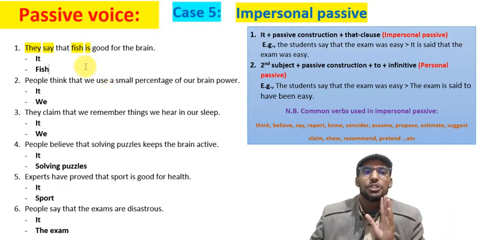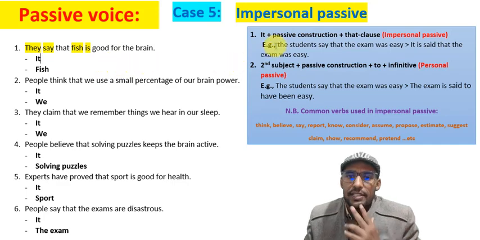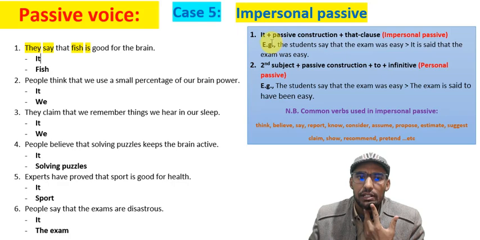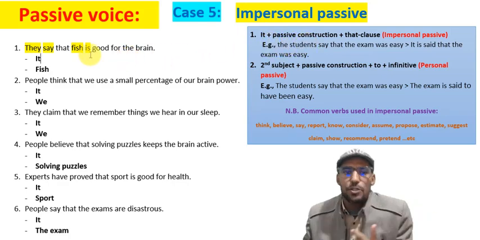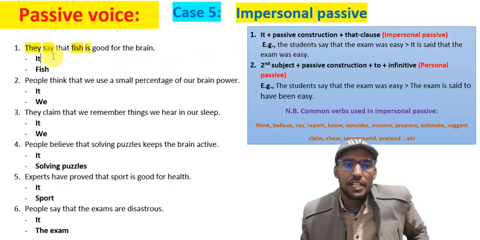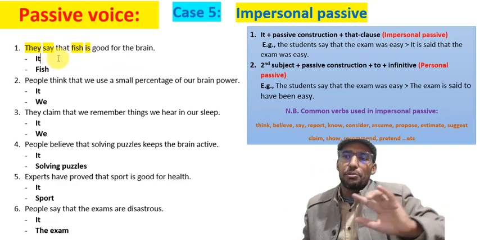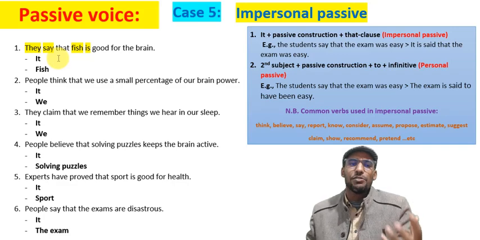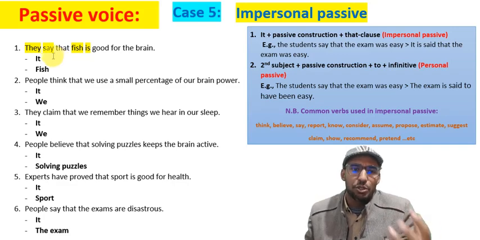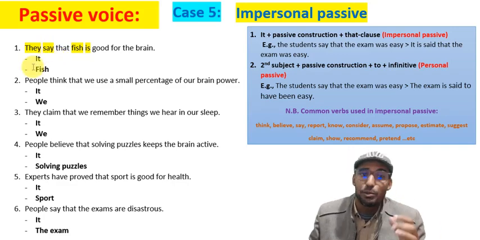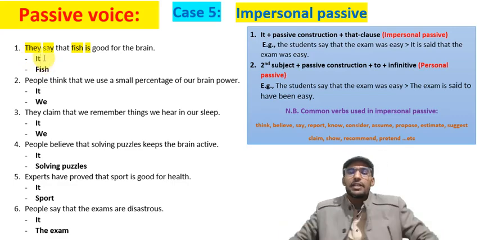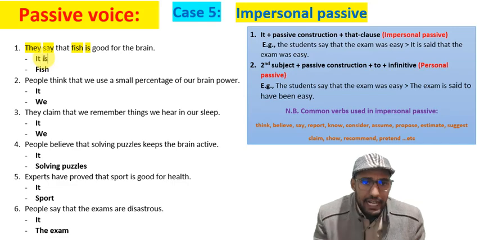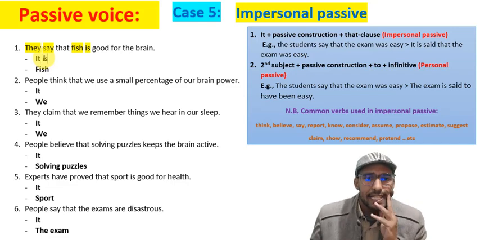All right? Good. Now, when we start, let's apply the first rule, or the first suggestion. It means it plus the passive construction. What do we mean by passive construction here? We have to put the verb to be in the same tense as the reporting verb, the first verb, which is say. Say here is in the present simple. So very simply, we say it is.